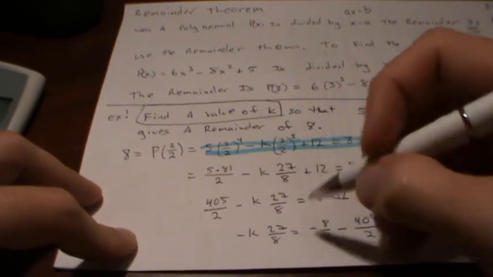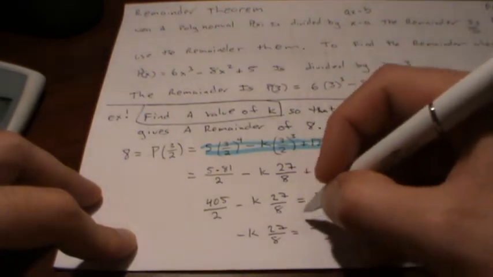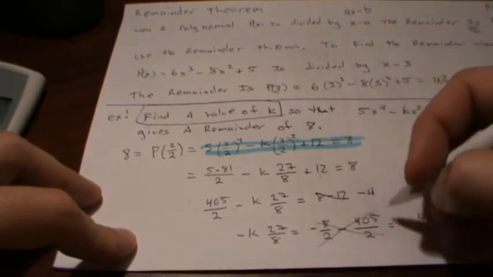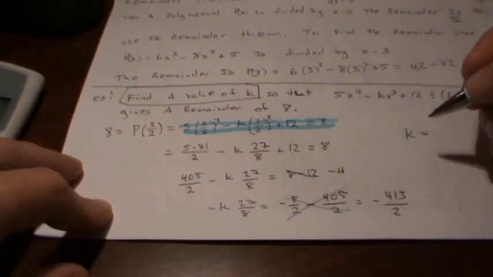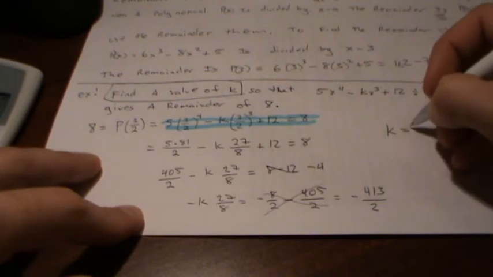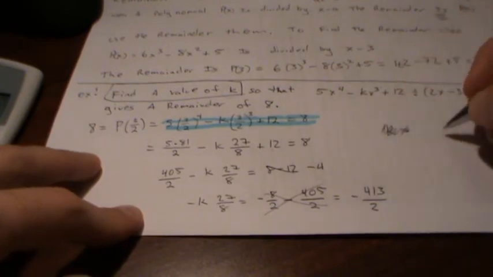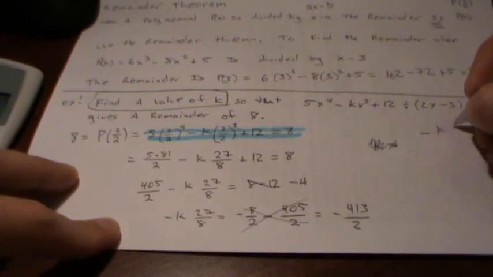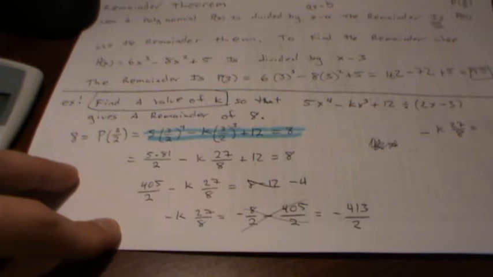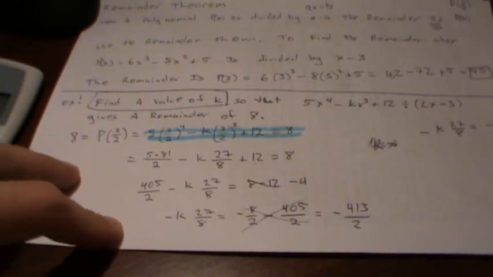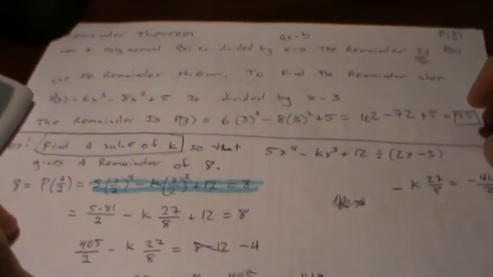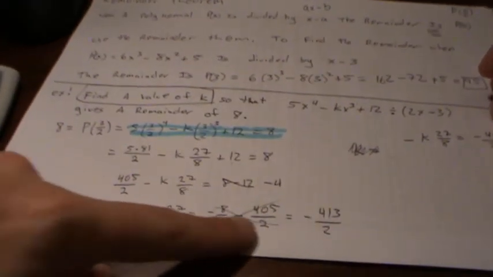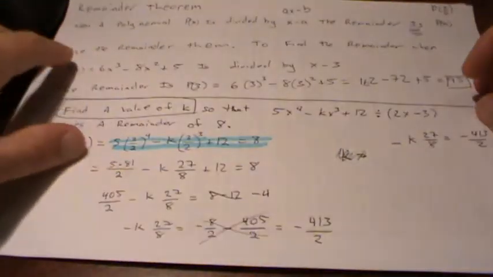Okay, so now what I've got here is this is equal to 413. And so what I'll do is get rid of that for now. I'll say a negative k times 27/8 is equal to a negative 413 over 2. Sorry, I took this and wrote it up here.